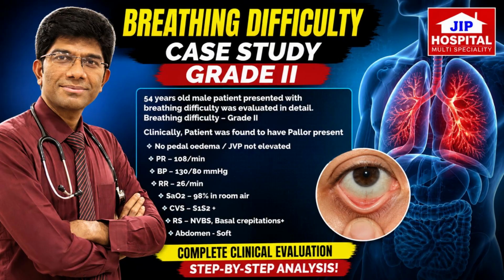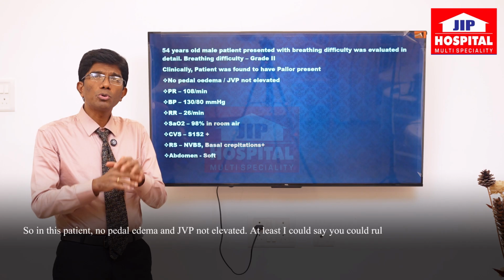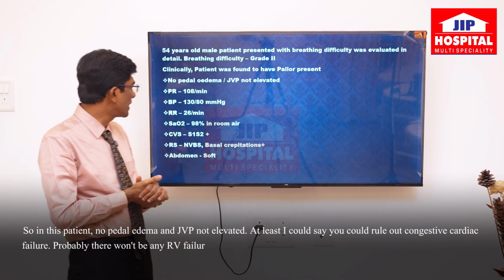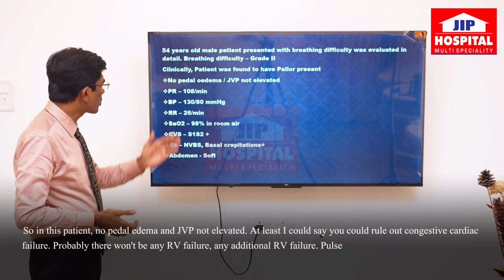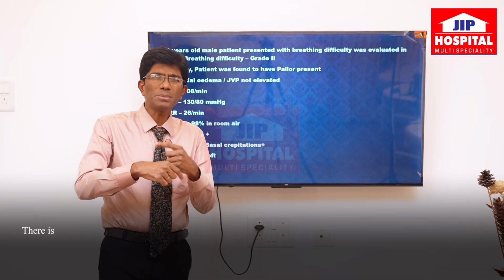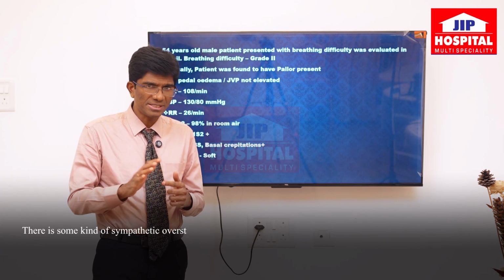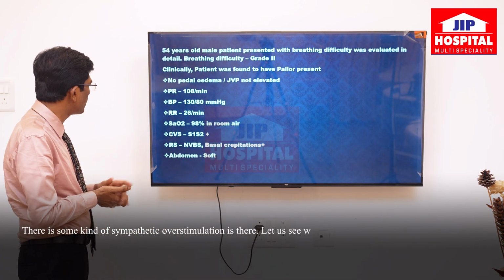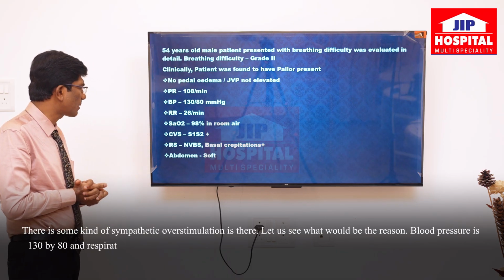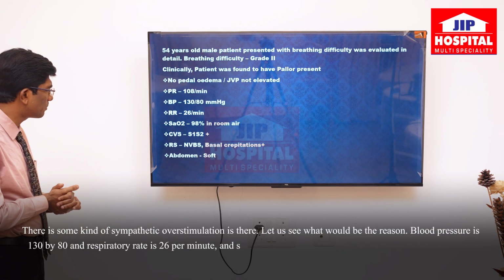So in this patient, with no pedal edema and JVP not elevated, at least I could say you can rule out congestive cardiac failure. Probably there won't be any additional RV failure. Pulse rate is 108 per minute, which means there is tachycardia, some kind of sympathetic overstimulation. Let us see what the reason will be. Blood pressure is 130/80, respiratory rate is 26 per minute and saturation is 98%.